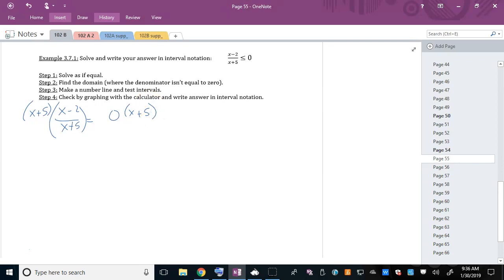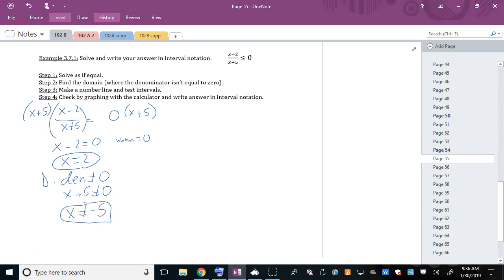Now, because we have 0, what happens? That denominator basically disappears, and we essentially took the numerator equal to 0. So here I do just get positive 2. Now, we do still need to worry about that denominator, because our domain, we take where the denominator is not equal to 0. So here I get that x is not -5. Now you can find 2 and -5 in either order. Doesn't matter what order you find them in, but we definitely need to find both of them.